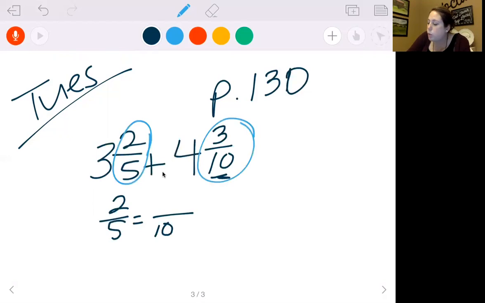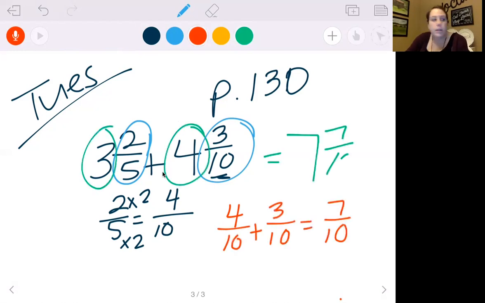2 times 2 is 4. So now we have 4/10 plus 3/10. 4 plus 3 is 7 over 10. So we have that as our fraction. Then we have to add our whole numbers. 3 plus 4, which equals 7. So 7 and 7/10 is your answer there. Okay, so all you're doing is adding the fraction, and then you're going to add the whole numbers as well.